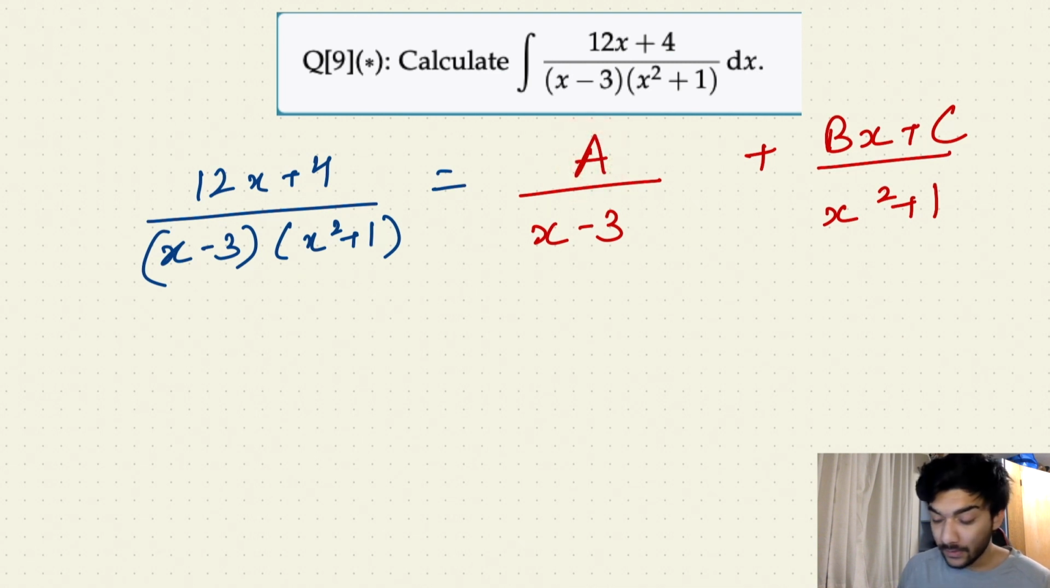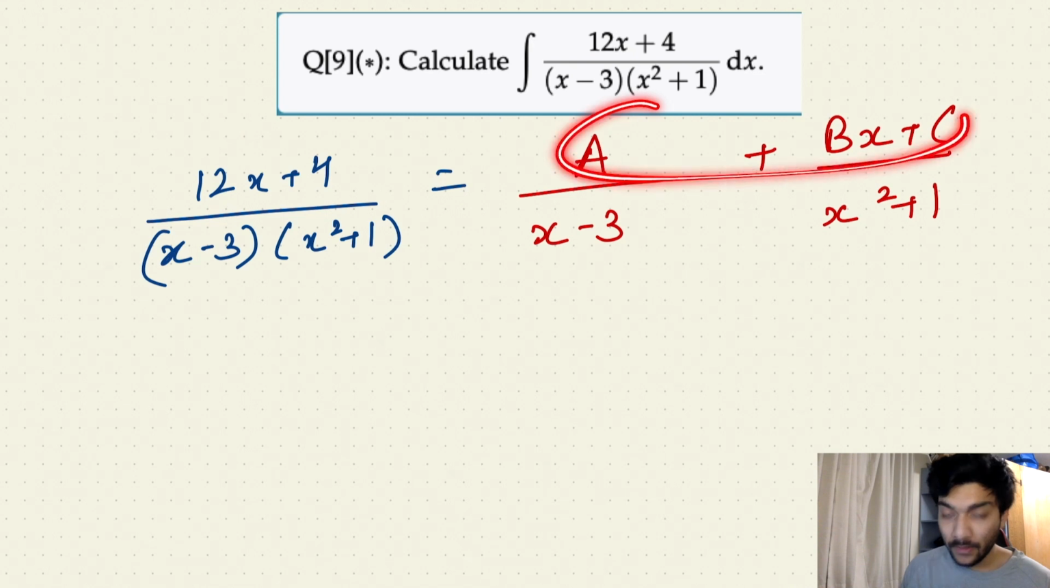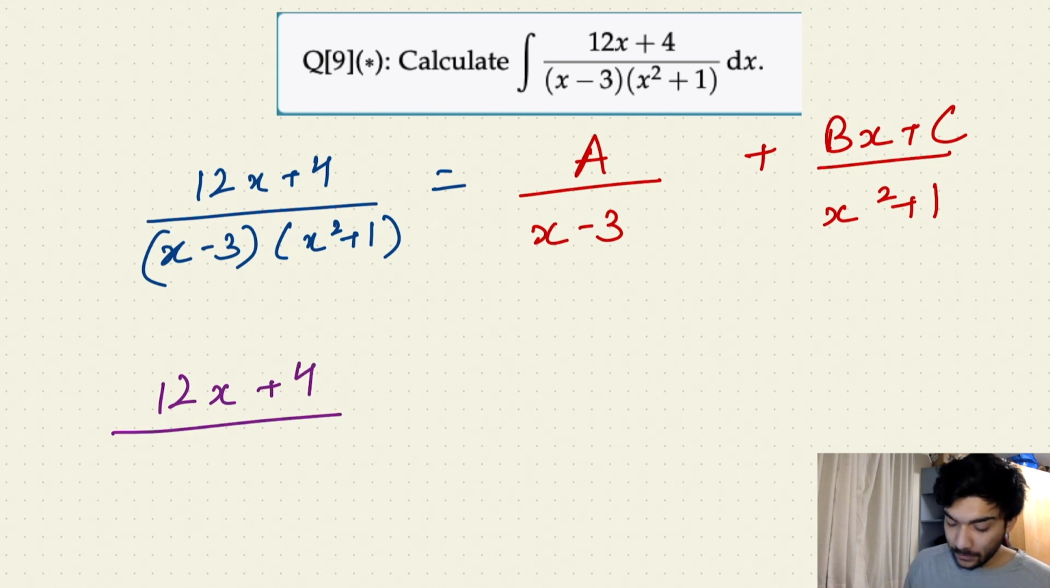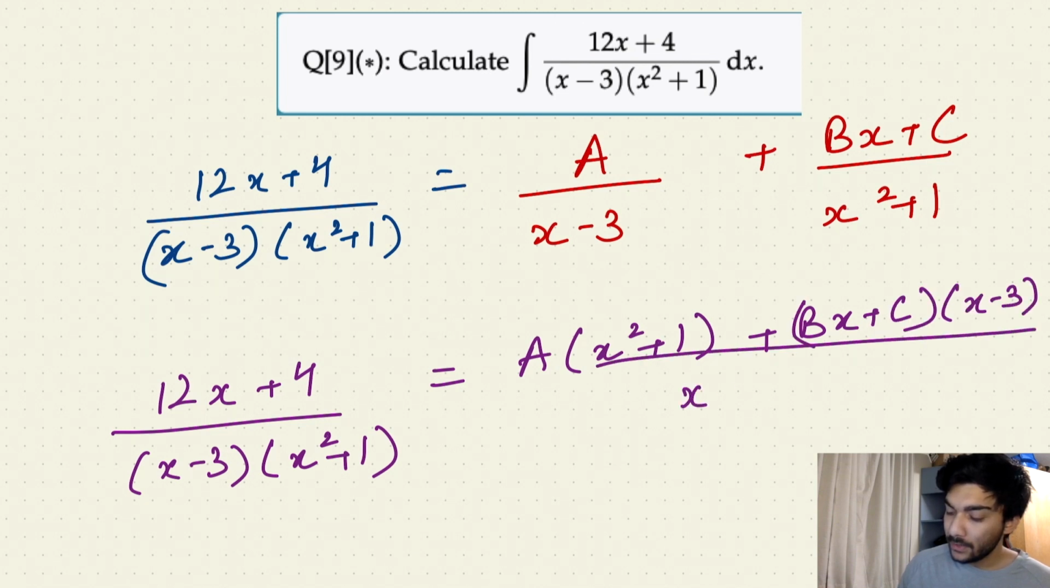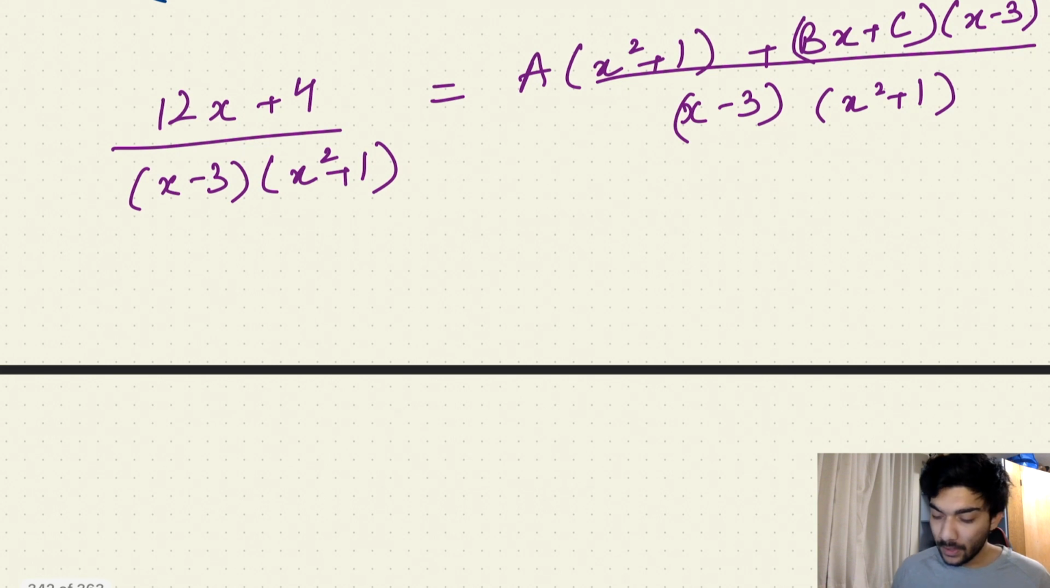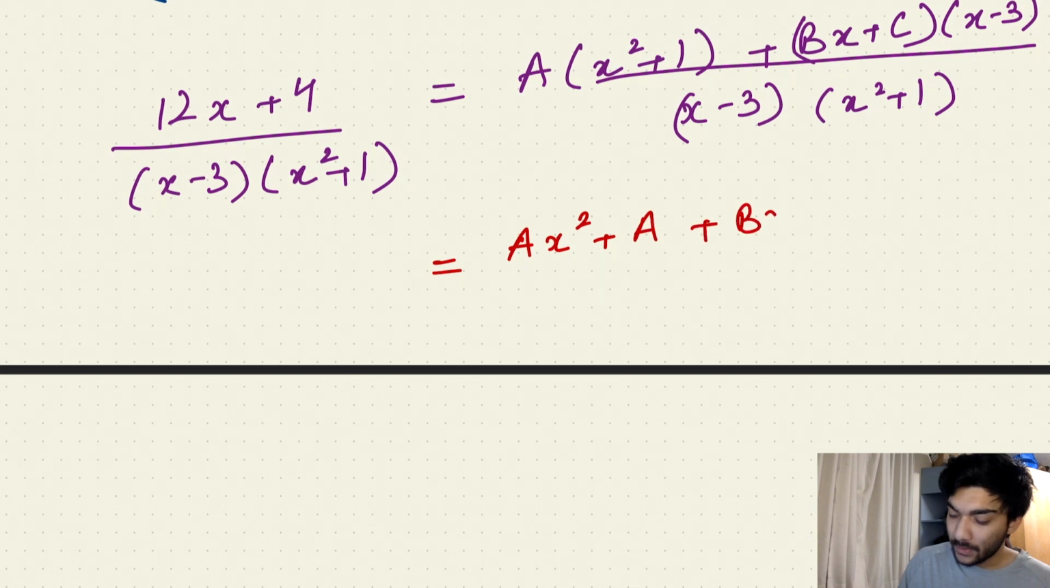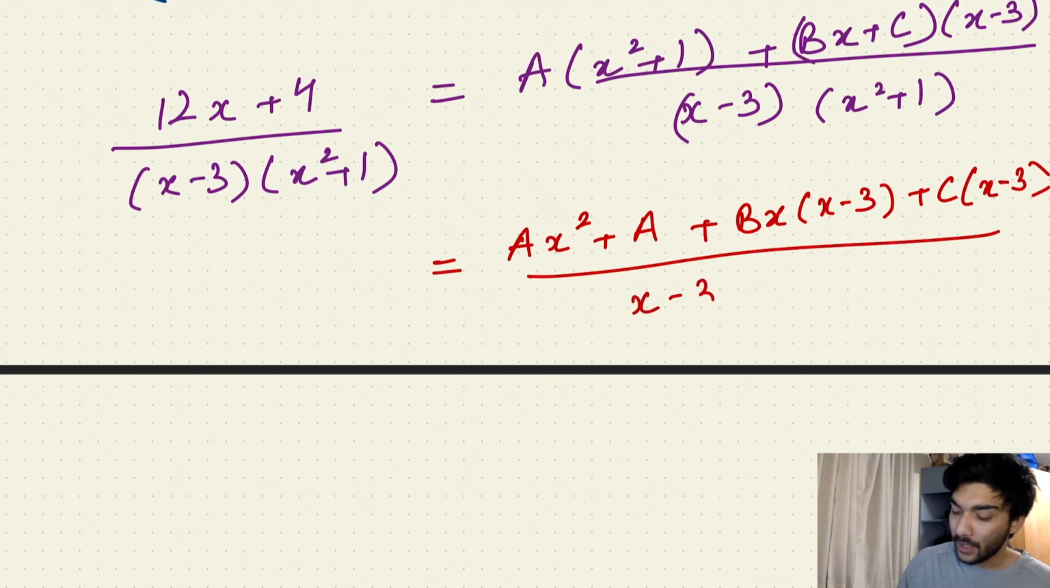And now we know that we can easily solve for A, B and C by just comparing the numerator on the left hand side to the numerator on the right hand side. So let's do that. We know that the left hand side term would be equal to A times (x squared plus 1) plus (Bx plus C) times (x minus 3) upon (x minus 3) times (x squared plus 1), right? And now let's solve for this numerator over here. This would simply be Ax squared plus A plus Bx times (x minus 3) plus C times (x minus 3) over here, right? And the denominator will again be the same thing.